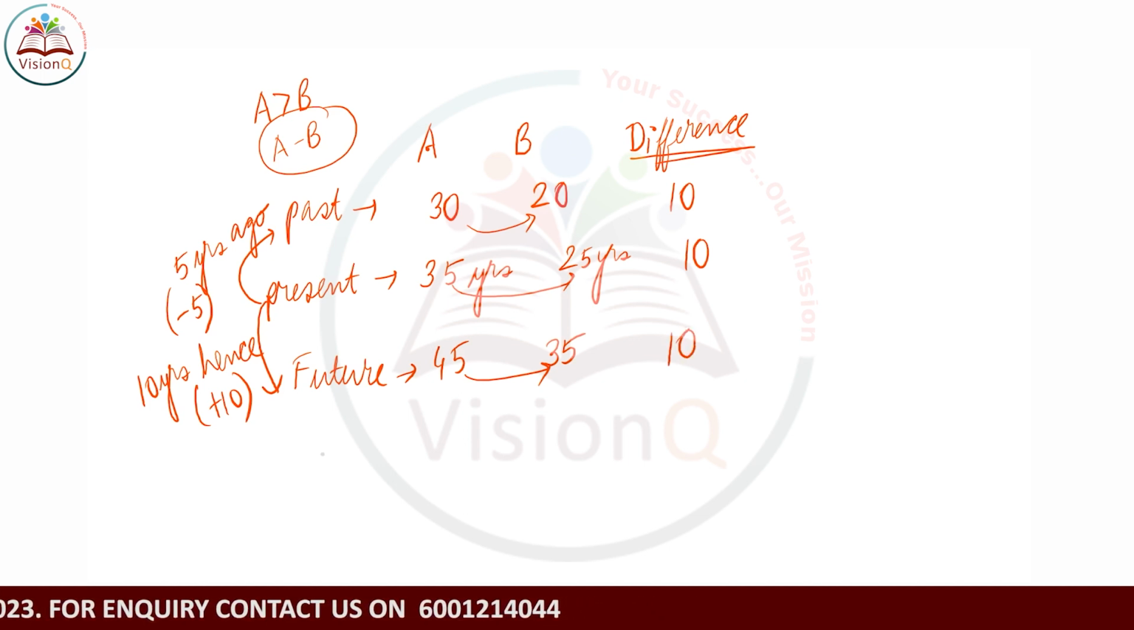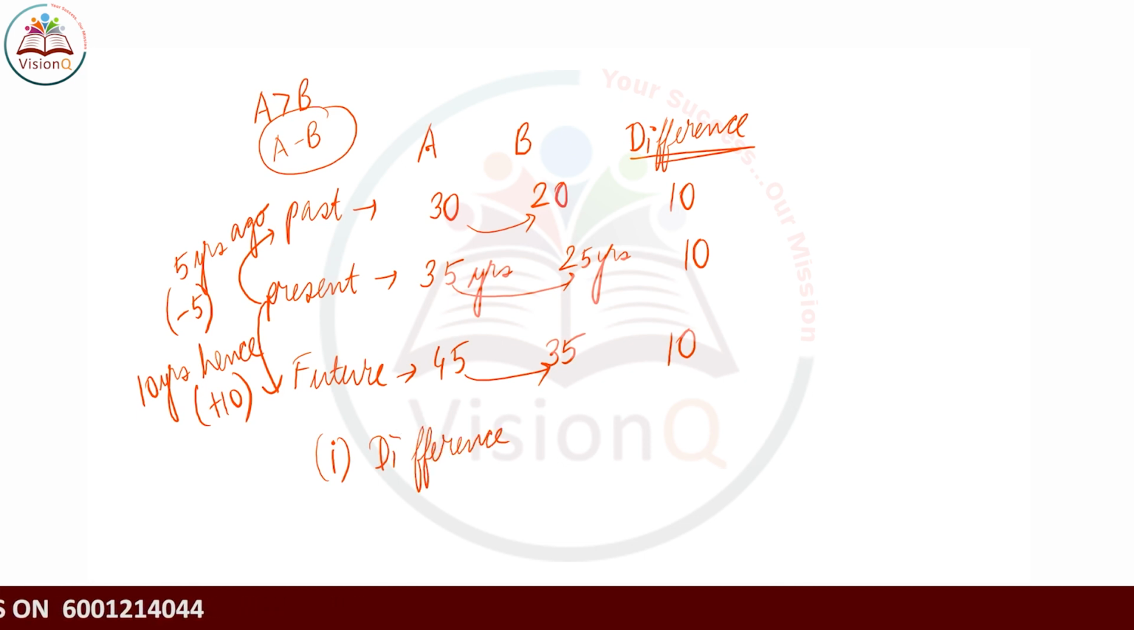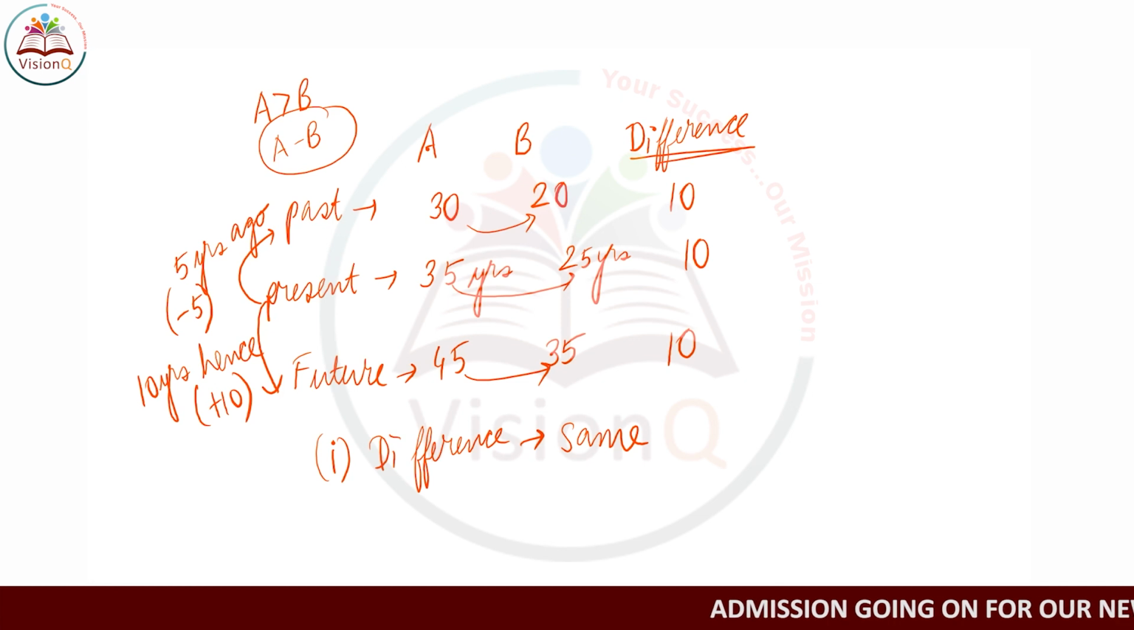So our first conclusion is that the difference between the ages of two persons at any point of time, maybe past, present or future, is always the same. The difference between the ages of two persons at any point of time, maybe in the past, in the present or in the future, is always the same.